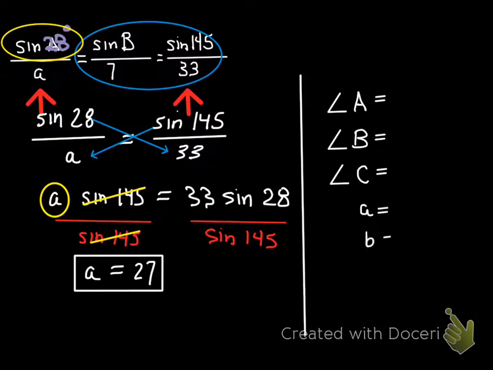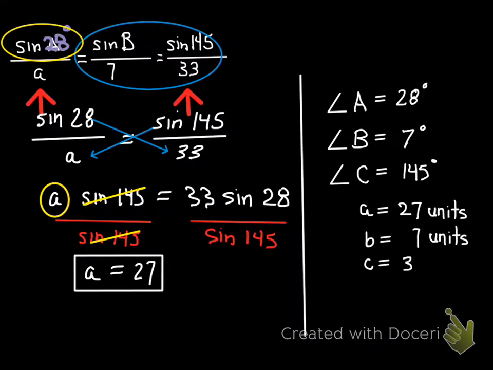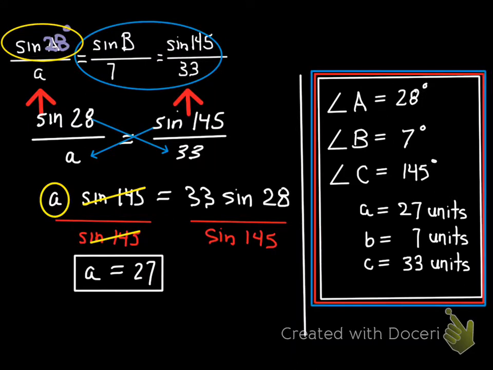So I like to make a list here to make sure I've got everything. To solve the triangle, I've got to find angle A, angle B, angle C, and side lengths A, B, and C. So if you make a list like that, you know that you haven't missed anything. And here are the measures that you have found. So a little bit more difficult problem here associated with the law of sines. And you can see how you get home.